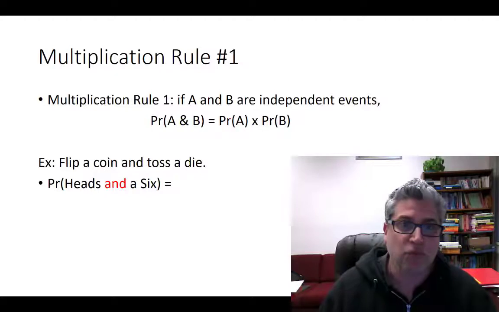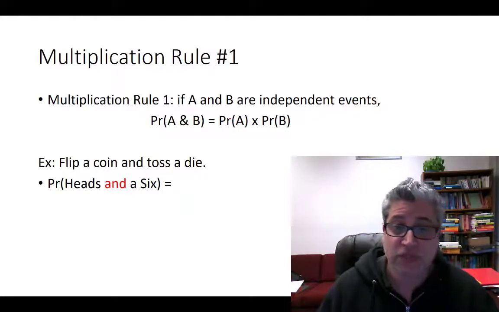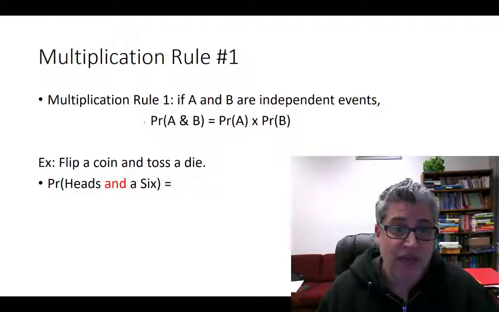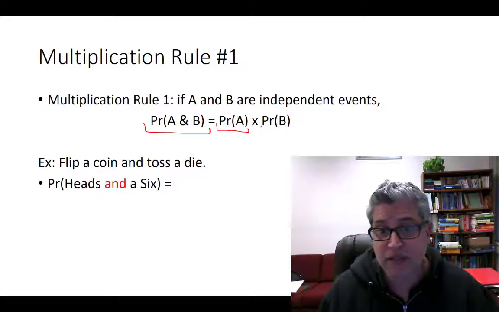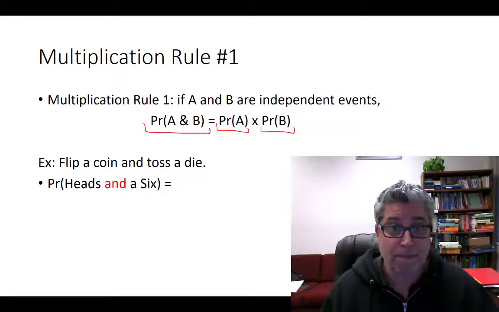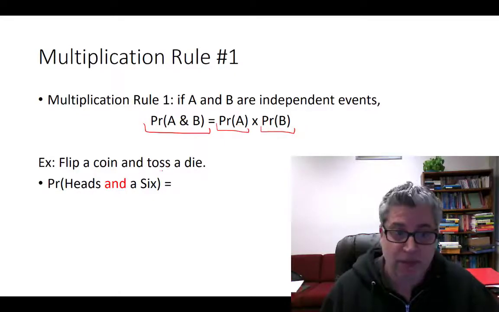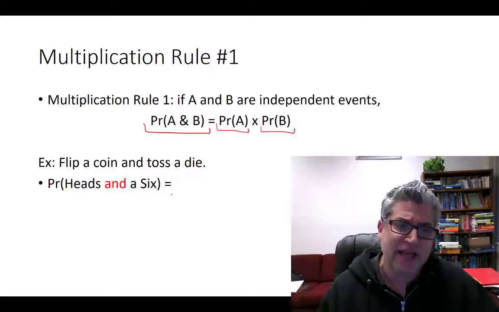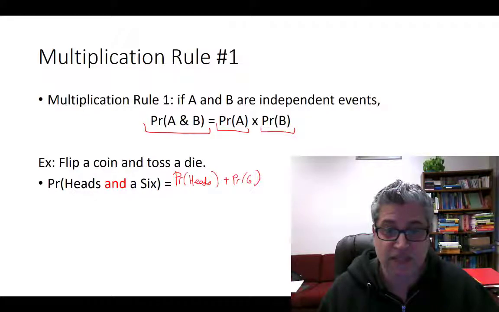So the first multiplication rule is the simple version. It's the one that applies when A and B, these two events, are independent of each other. The formula is really straightforward. If you want to know the probability of A and B happening, then all you need to do is multiply the probability of A times the probability of B. So let's go back to that coin flip and die toss example. What's the probability that you get a heads and a 6? Well, that's just going to be the probability of a heads times the probability of a 6.